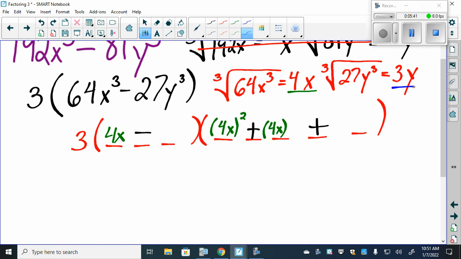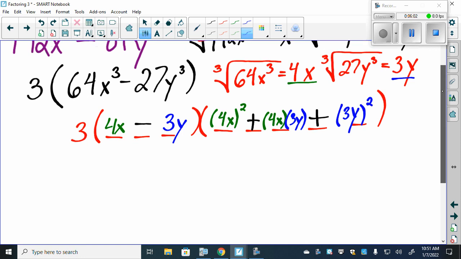Our other term is 3y, and it came second. So in our first one, it will come second. Next to the 4x squared, it would really be 3y to the 0, which is just 1. In the middle, we'll have 3y to the first. And lastly, we will have 3y squared.